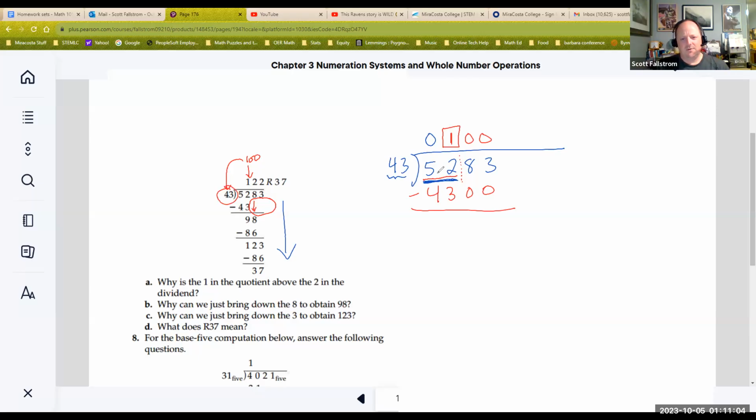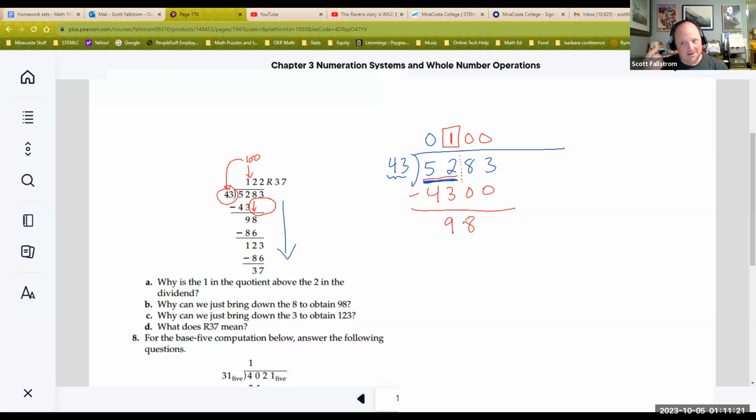Okay. When I do that subtraction, I'm going to be left with 9. So again, can I make another 43 out of just 9? And the answer is no, I can't. So I'm done with that. And then I can bring down the 8. So now I have 43 into 98.